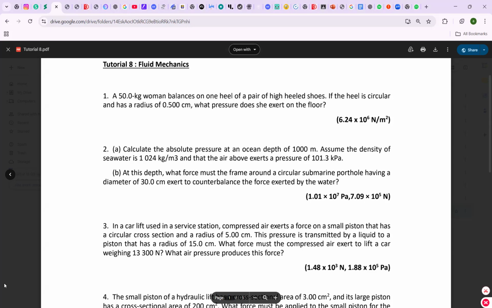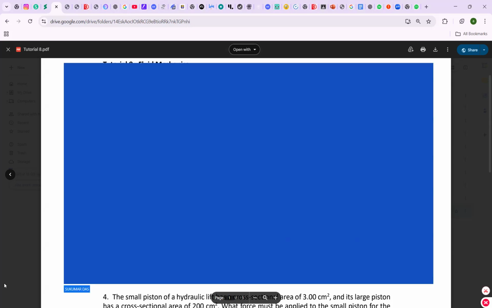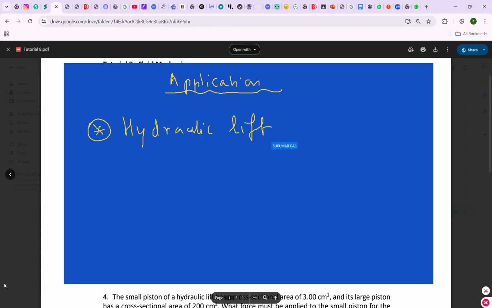Now, let us see applications of Pascal's law. The very important one is the hydraulic lift, based on which the next two questions are there. In a hydraulic lift, you can imagine that you have taken your car to a garage, one service station, and you have kept your car there.